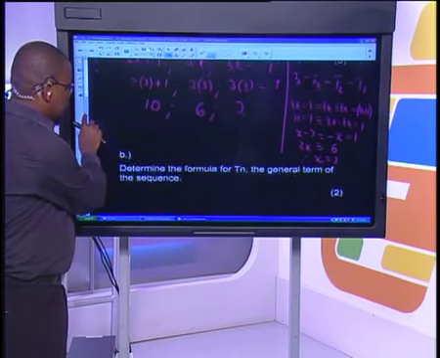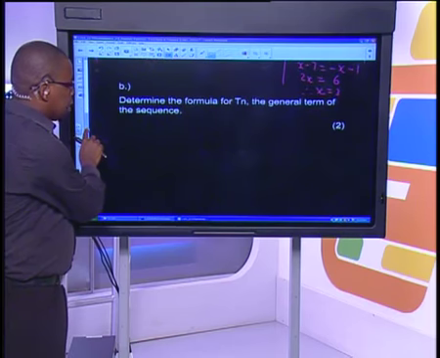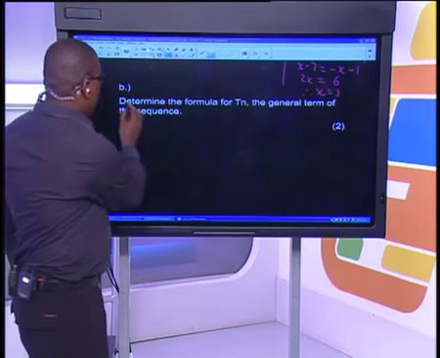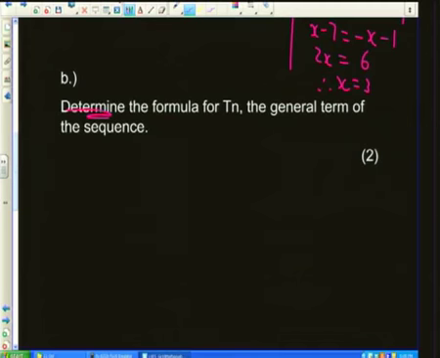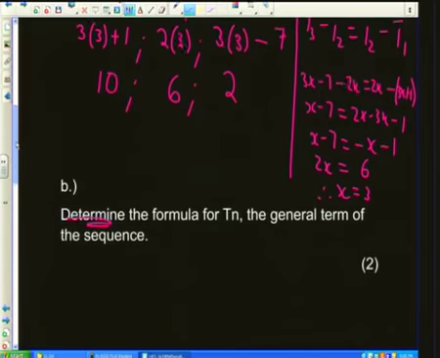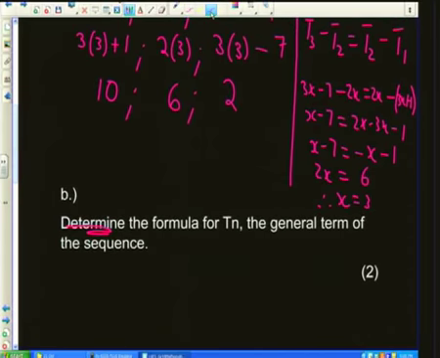Now, guys, let us move on to the next question. They're saying find the formula for Tn, the general term of the sequence. This is a linear pattern, guys, so you can work it out by inspection. Now, watch the difference between the terms. This is your term 1, this is term 2, this is term 3.